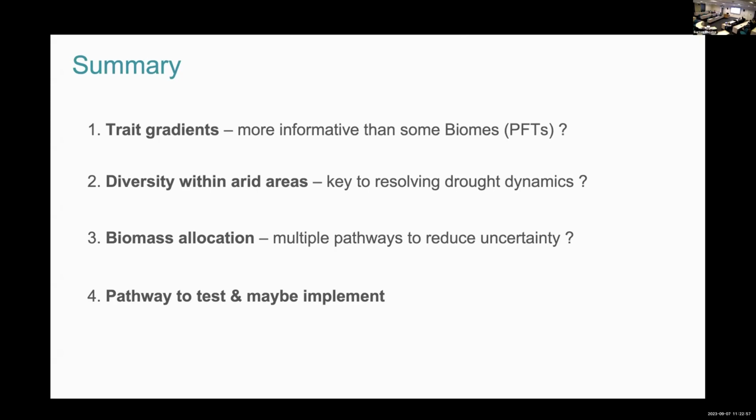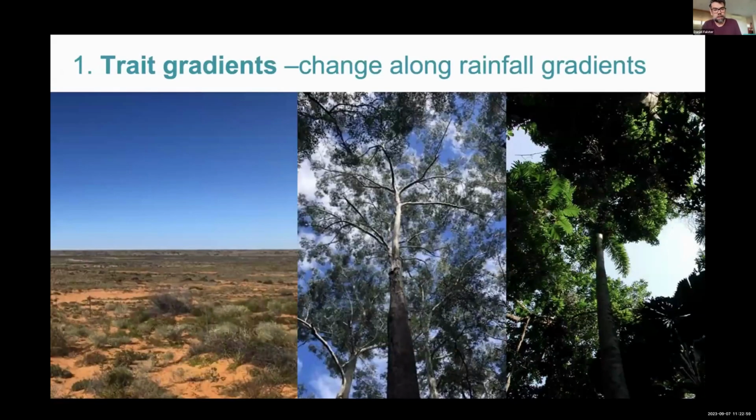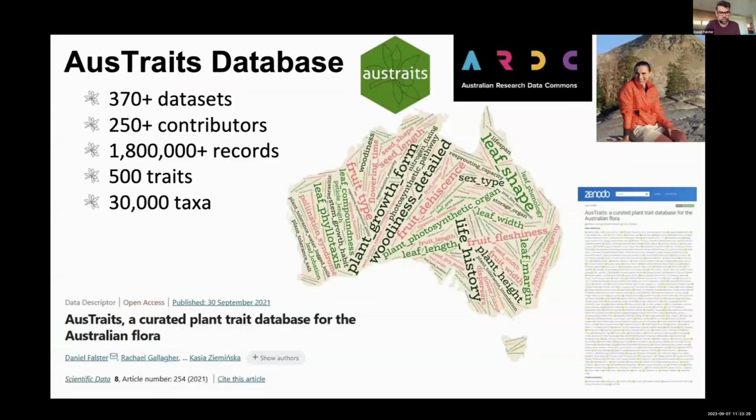So the first area is on trait gradients, and this is a big focus of my lab's research. If we move across the Australian landscape from an arid ecosystem on the left through to the dry sclerophyll, wet sclerophyll, and eventually rainforest, we see big structural changes in the vegetation. What we're really interested in is whether there are also big changes in the traits of organisms as you traverse environmental gradients, and these will reflect long-term adaptive features of the vegetation, which affect how they function.